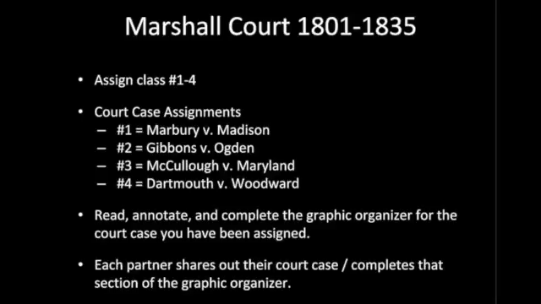All right, so now at this point, what should have happened is that you should have two court cases filled out of the four on the graphic organizer. Here is where we are going to mix things up. You still have two remaining.